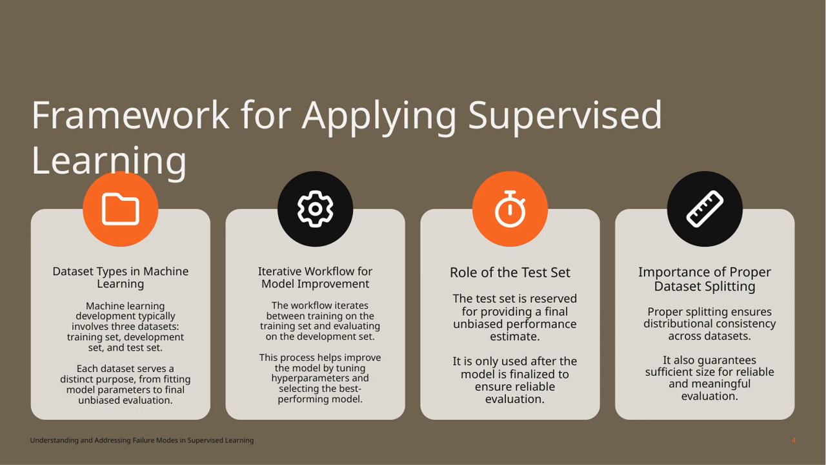Finally, proper dataset splitting is fundamental. Ensuring that the datasets are split correctly helps maintain distributional consistency across them, which means the data in each set should represent the same underlying distribution. It also guarantees that each set is large enough for reliable and meaningful evaluation. All these concepts form a framework for applying supervised learning effectively. By understanding and addressing failure modes through careful dataset management and iterative improvement, we can develop models that are both accurate and reliable in real-world scenarios.